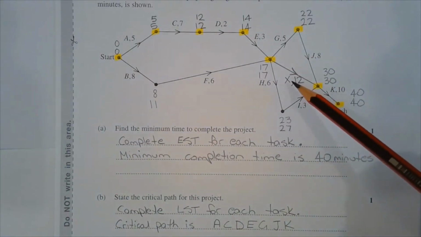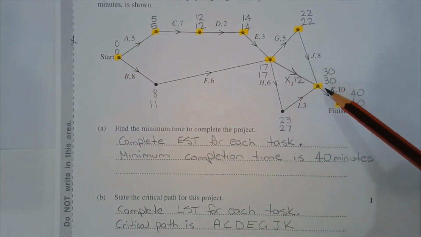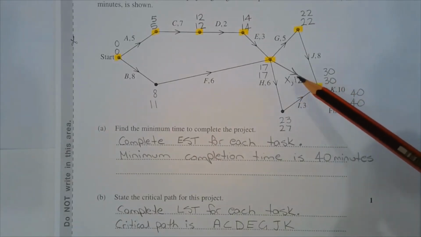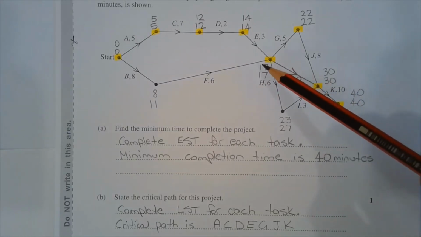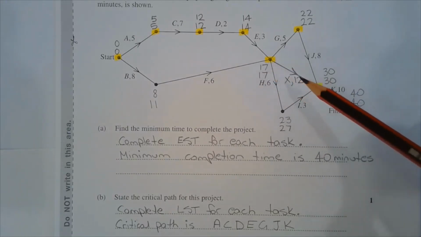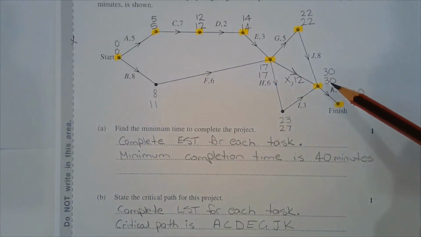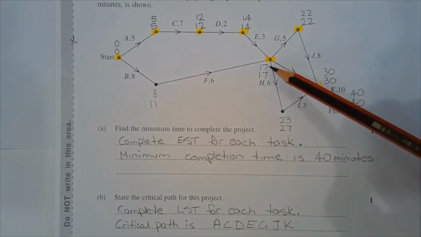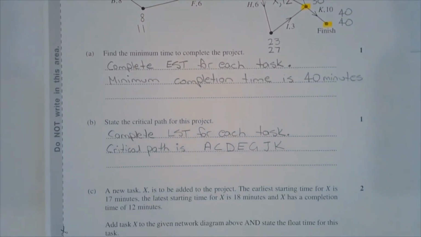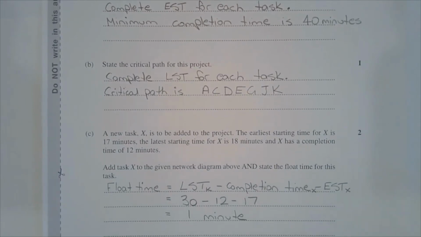The float time for task X can be found by taking the LST of task K, subtracting from that value the completion time of task X and the EST, or the earliest start time for task X. So 30 minus 12 minus 17 is equal to 1. Therefore, the float time for task X is 1 minute.